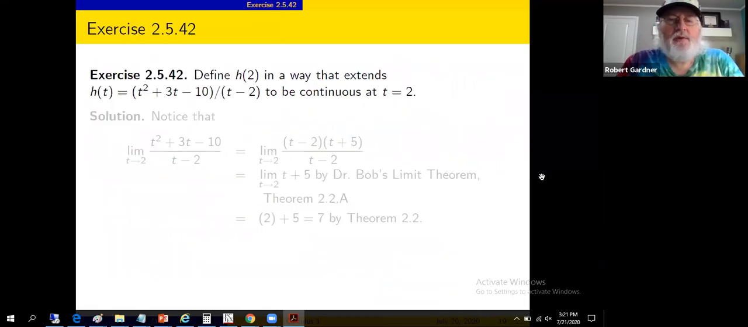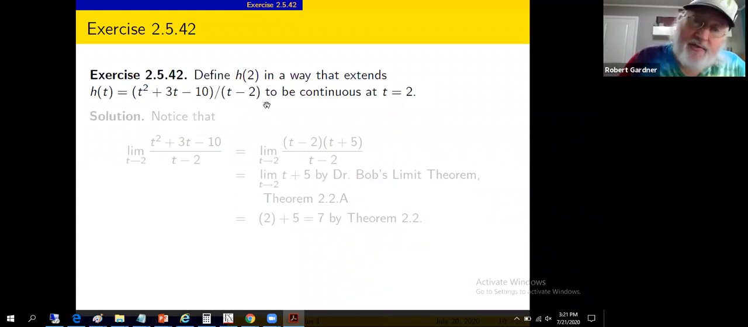Let's look at another one. Yeah, here's a continuous extension. Define h of 2 in a way that extends this function to be continuous at t equals 2. Okay, h of t is a rational function. Is it continuous at 2? Let's check using the test for continuity. Is it defined at 2? No, we got division by 0. This is a rational function that's not defined at 2. End of story. That function is not continuous at 2.